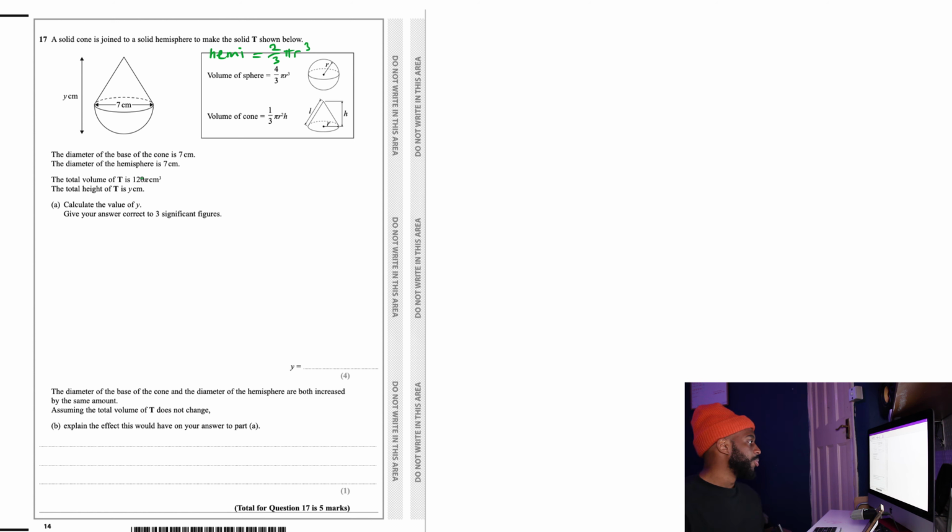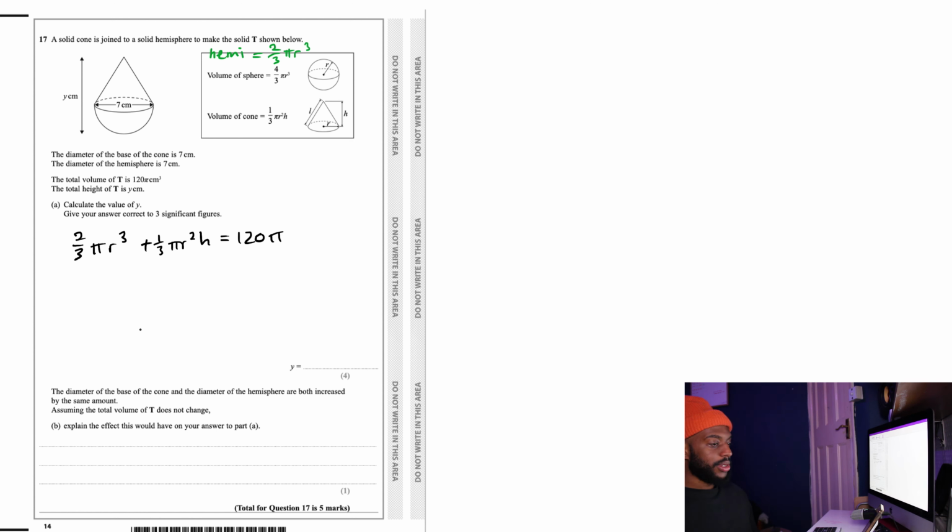Okay, so we've been given the volume of the total shape, and we know the height is y, but we need to calculate what the y value actually is. So let's use what we know. We know that the volume of the hemisphere plus the volume of the cone must equal 120 pi. So let's just write that out. So hemisphere 2/3 pi r cubed plus 1/3 pi r squared times height must equal 120 pi.